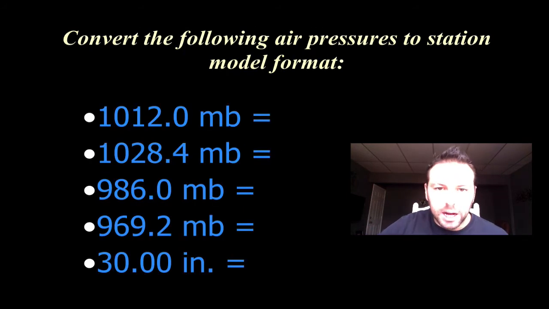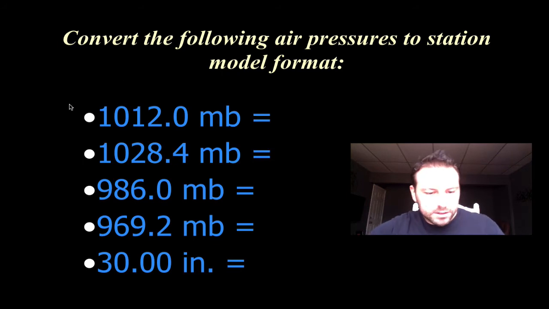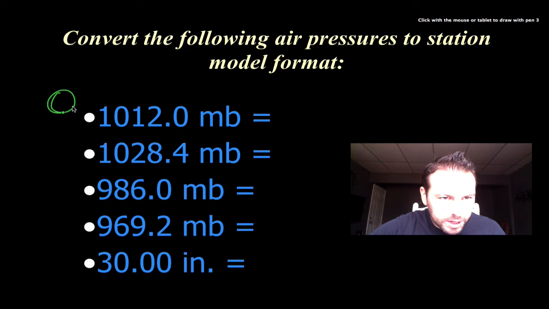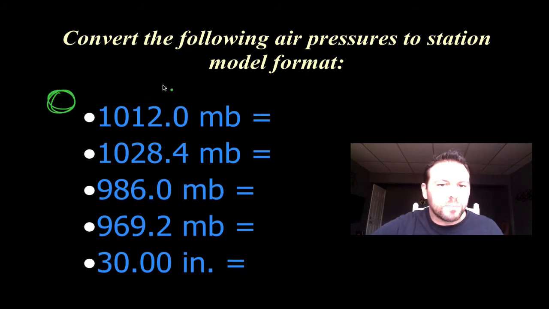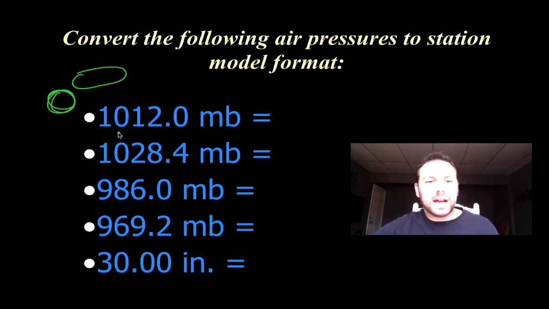Now, sometimes we have to take the number that we're reading and put it onto a station model. So if we're making or using a map and we have to fill in the information on it, we then need to sometimes put that information onto it. Now, we can't put 1012.0 millibars onto the station model in the top right. It's got to get converted. So now we work backwards.